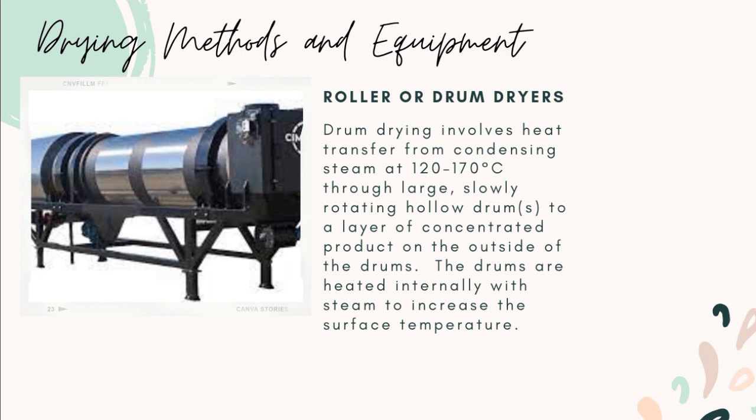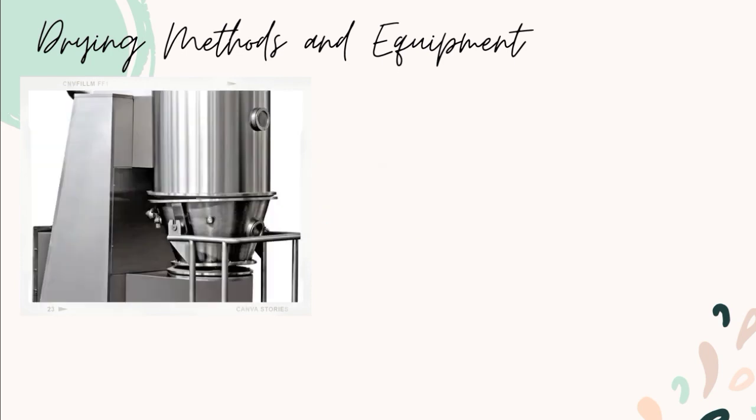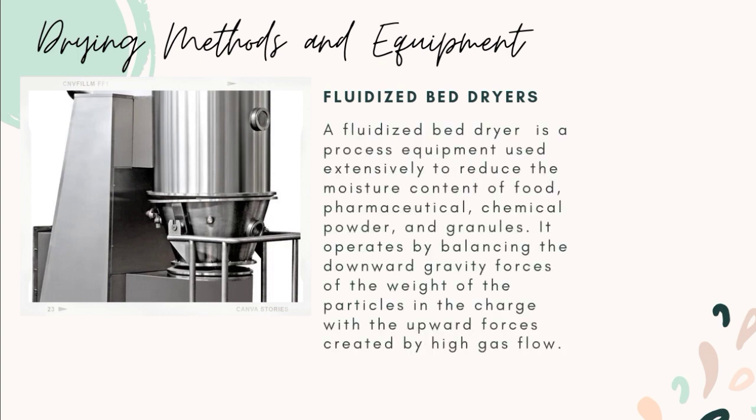The liquid feed is sprayed onto air or in between two rotating drums. The drums are heated internally with steam to increase the surface temperature. Next to roller dryer is fluidized bed dryer. A fluidized bed dryer, also called a fluid bed dryer, is a process equipment used extensively to reduce the moisture content of food, pharmaceutical, chemical powder, or granules. It operates by balancing the downward gravity forces of the weight of the particles in the charge with the upward forces created by high gas flow.